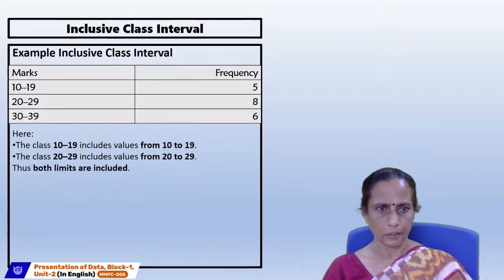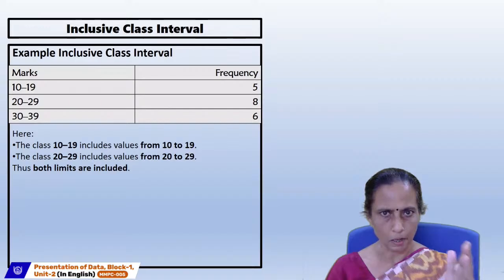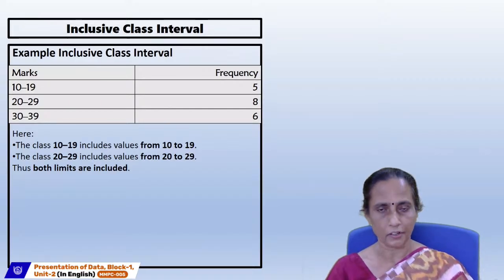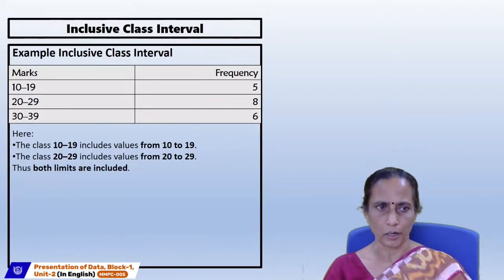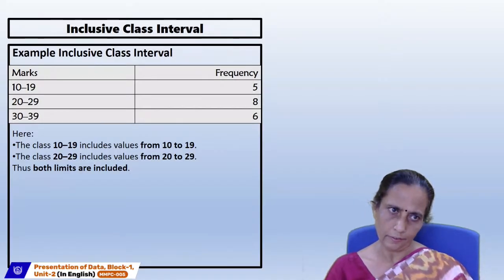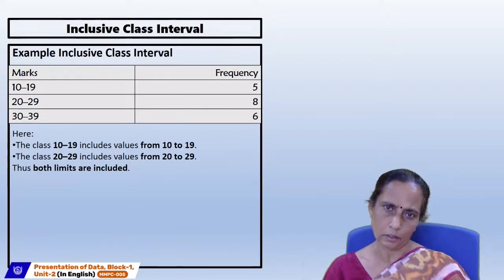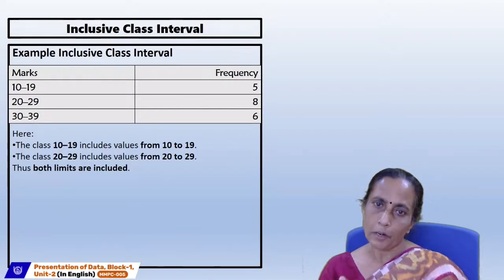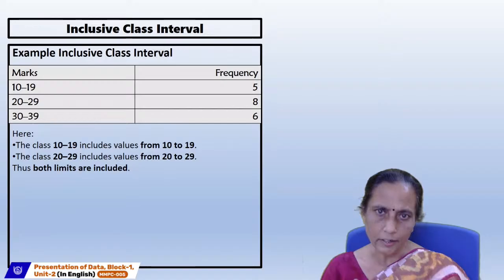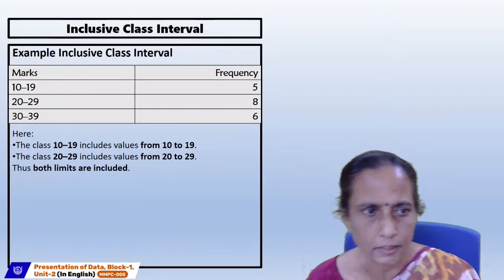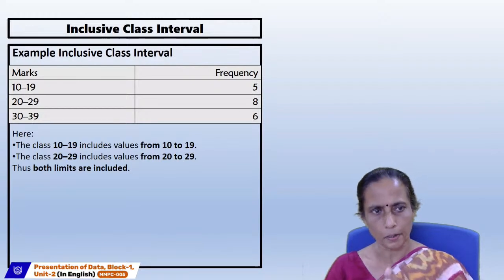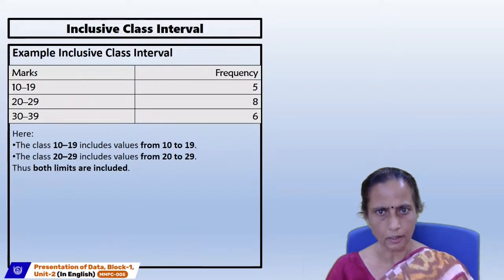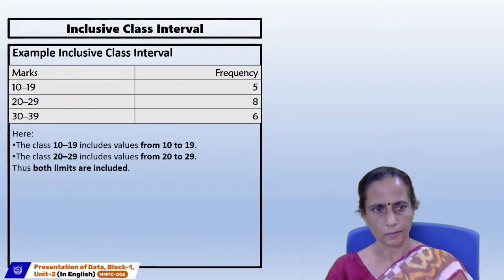So it is basically represented like this, that is marks 10 to 19 is 5. That means in these 5 students, those who have scored 10, those who have scored 11, 12, 13, 14 and so on up till 19. Those who have scored 19 are also included in this class interval. And similar is the case with 20 to 29. The upper class limit 19, the marks scored by the 19 is also in that particular class.